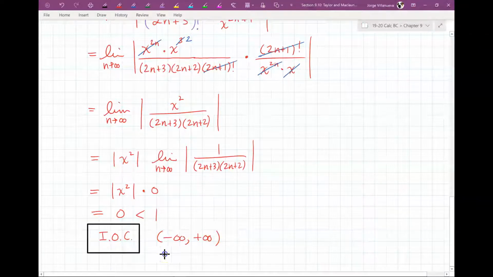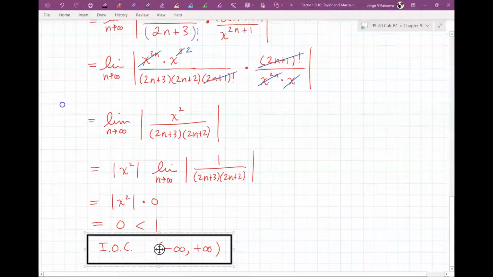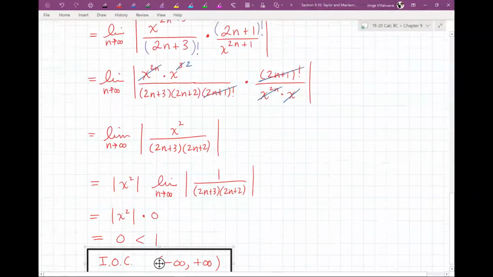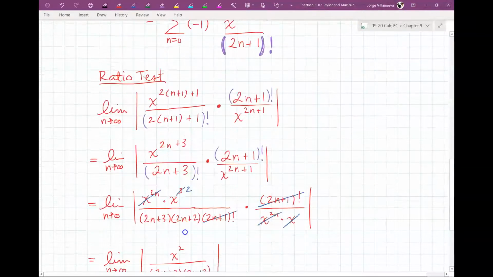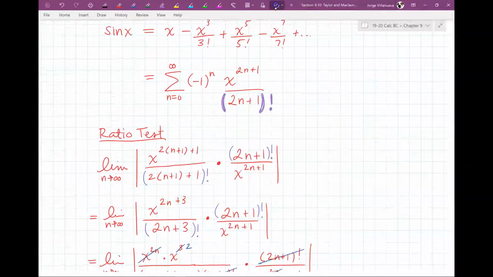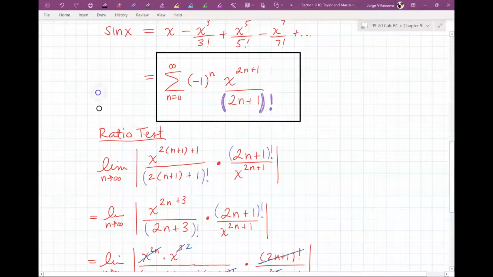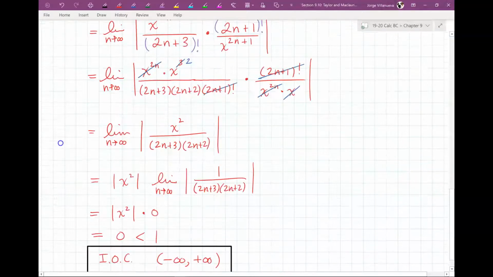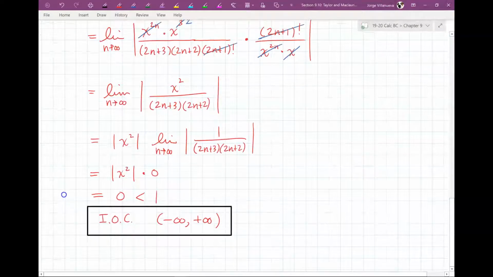So here's one of my answers for this problem. Right now I'll go back down there. Just give me a second. And my other answer is right up here. So the Maclaurin series is there. And there's my interval of convergence right there.